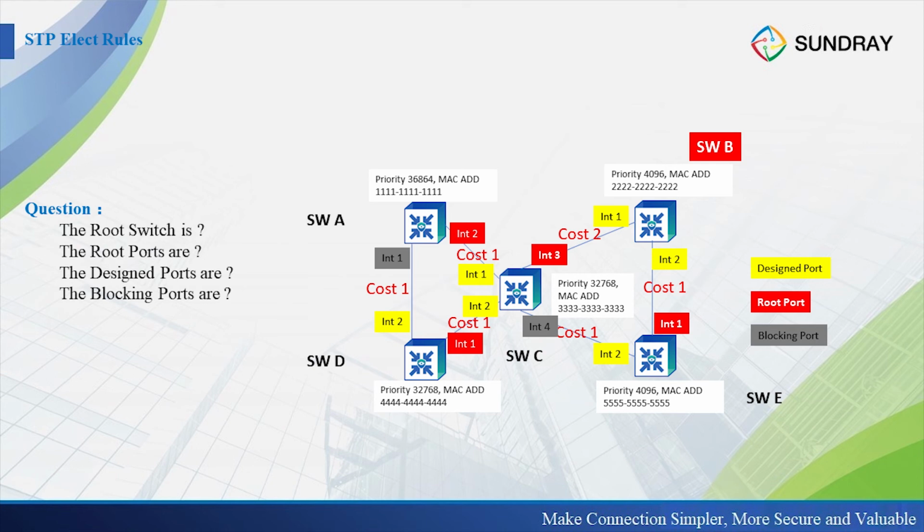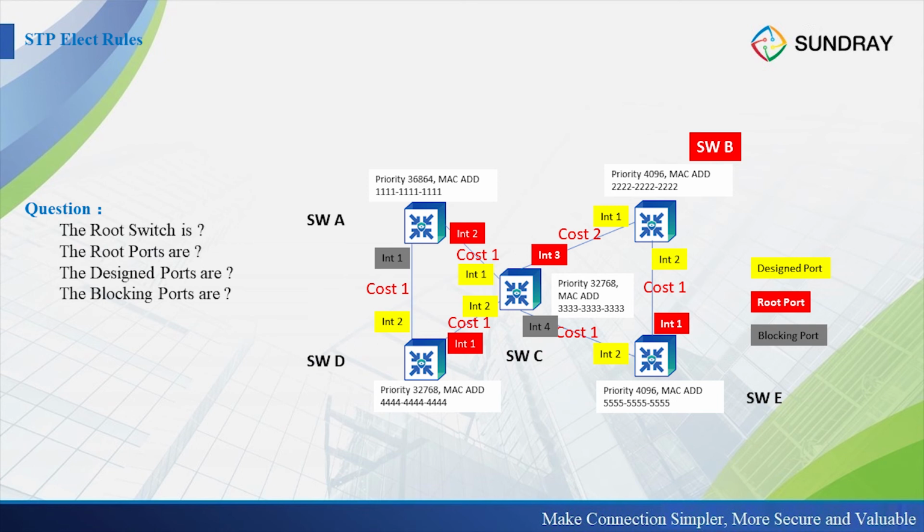And for switch E, because each non-root bridge device has one root port, interface 1 connects to the root bridge, and the cost is 1. So interface 1 in switch E is the root port.